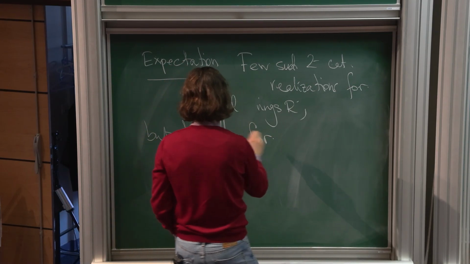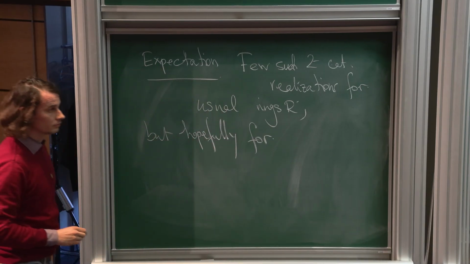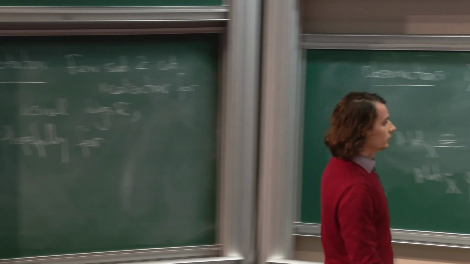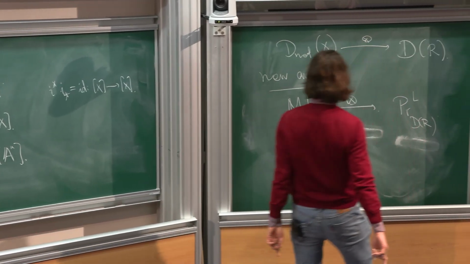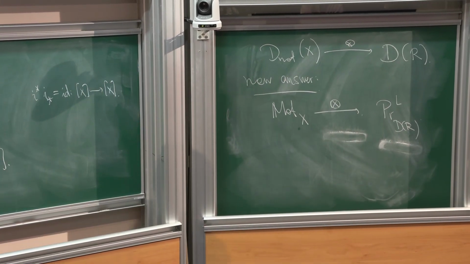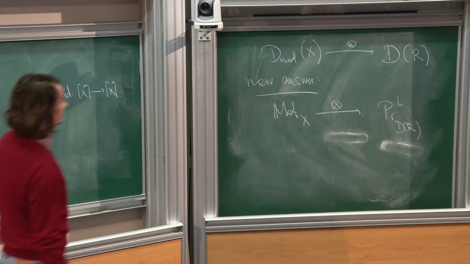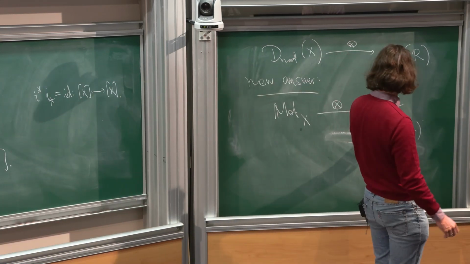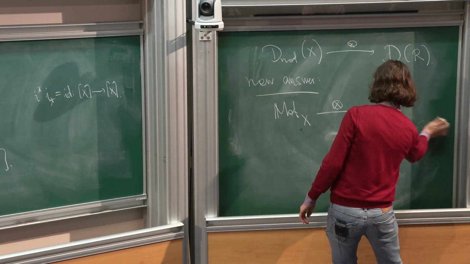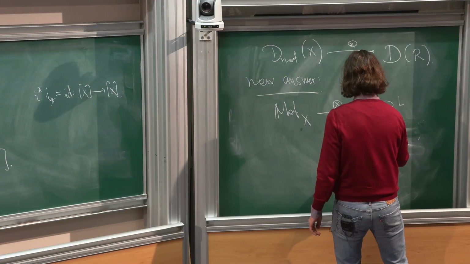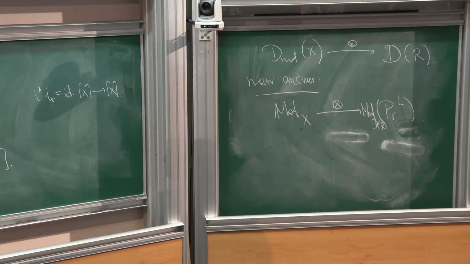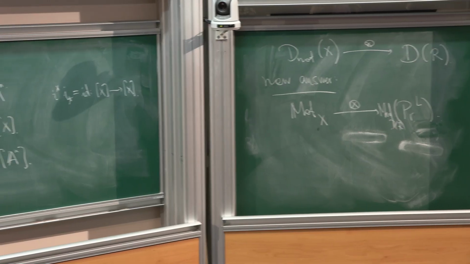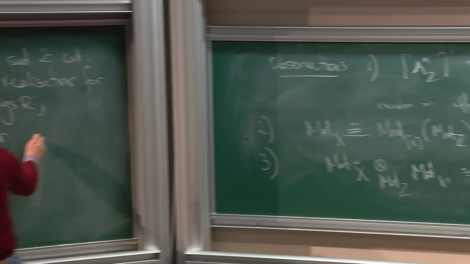Can you bring the tensor functor there to something with X and the R? I mean, this X and this R have nothing to do with each other. What is the subscript D(R)? It means PrL. D(R) is a commutative algebra object, and here you can take modules. So maybe I should write that. But hopefully for analytic rings.